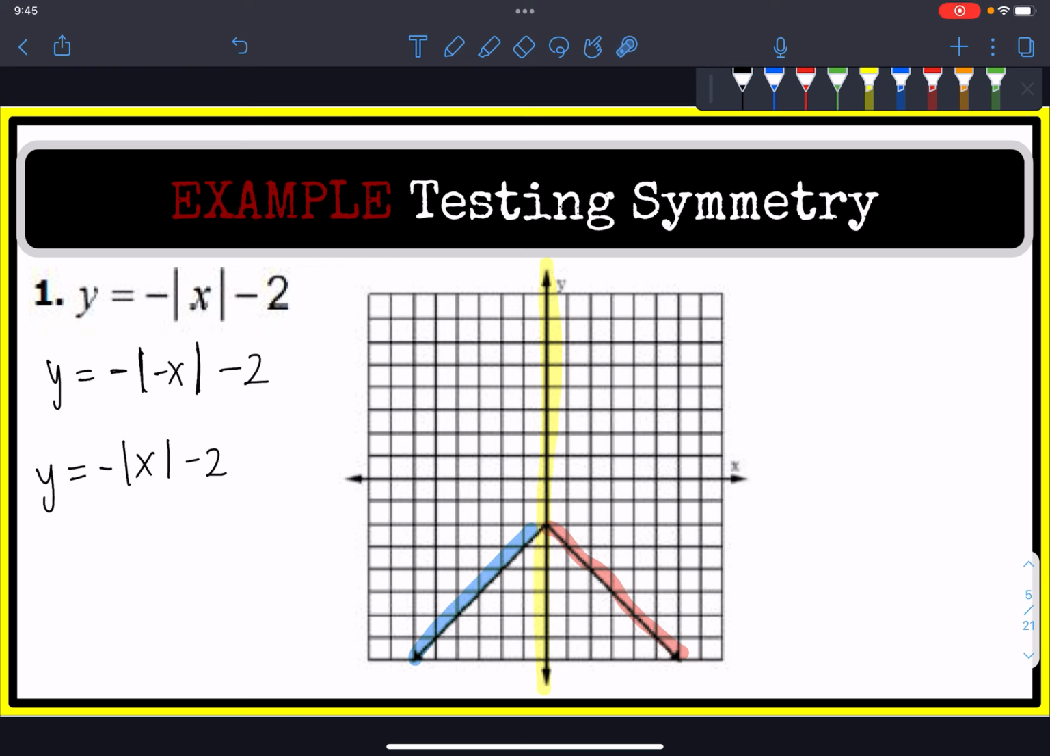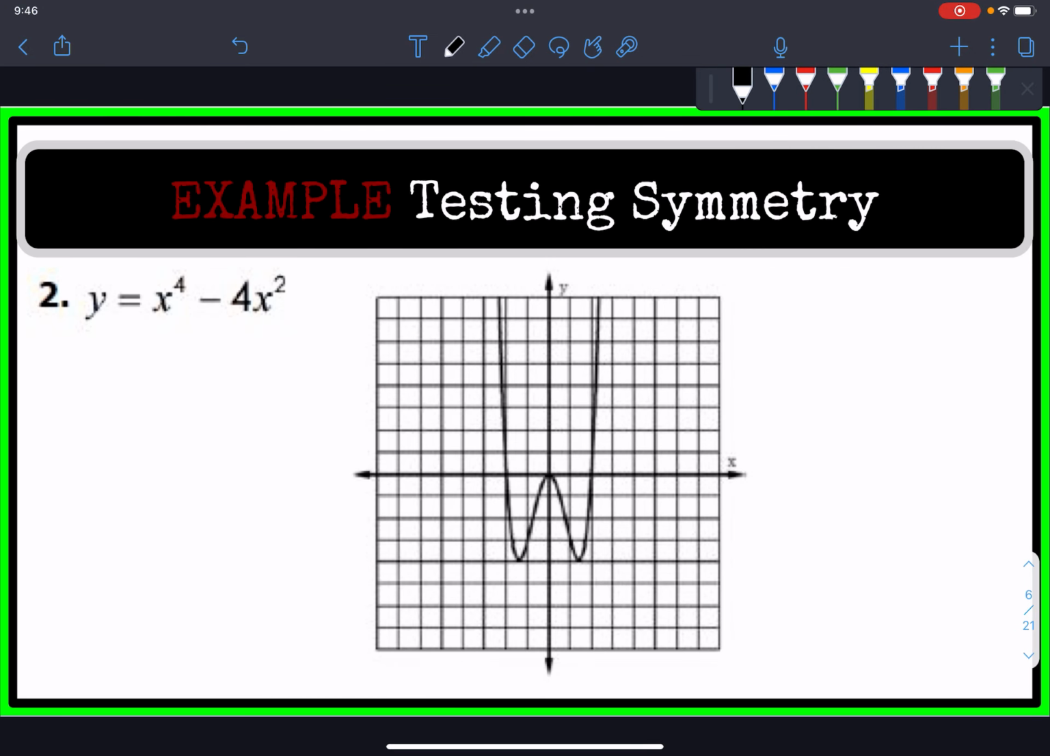So as you can see, these results are equivalent, and hence that is how we test algebraically if our graph is symmetrical along the y-axis. And because it is, this is referred to as an even function. So as a y-type symmetry, thus referring to this function as an even function. Let's look at another example.